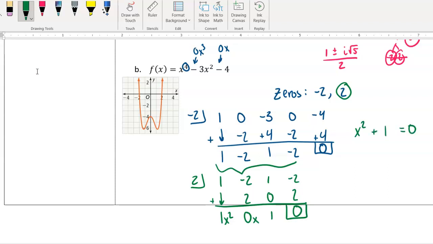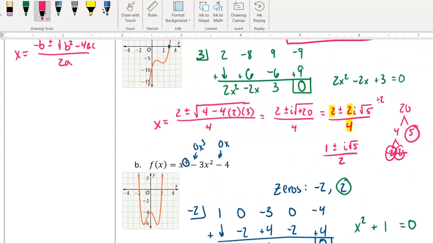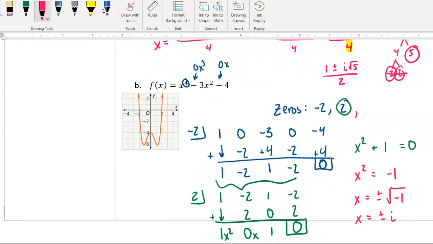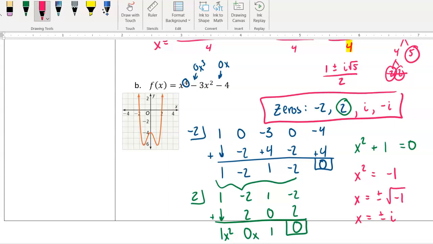Now I could set that equal to 0, and I could use a quadratic formula. Otherwise, if there's ever just a single variable, it's really easy just to solve it. So I would subtract 1 from both sides, so I get x squared equals -1. And if I take the square root of both sides, remember I have two solutions, plus or minus the square root of -1. If you remember, the square root of -1 is i. So we get our solution, plus or minus i. So remember at the beginning, we said that there was going to be 4 zeros for this one. So we would have -2, +2, and then i, and -i, or we could have said plus or minus i. So those would be your 4 zeros for that polynomial.